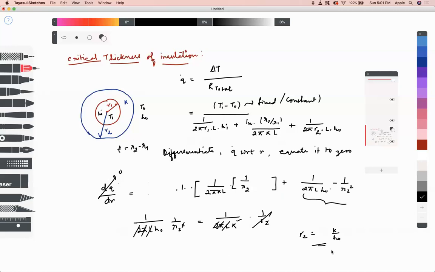So whenever a situation is given to you, you have to calculate with respect to this particular value, how much insulation has to be provided on a particular surface, especially a cylindrical surface.